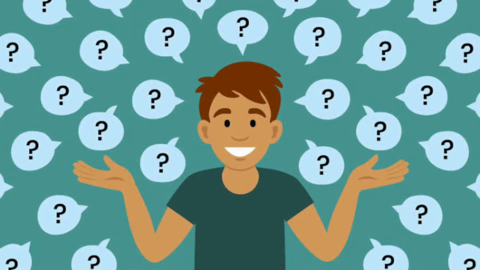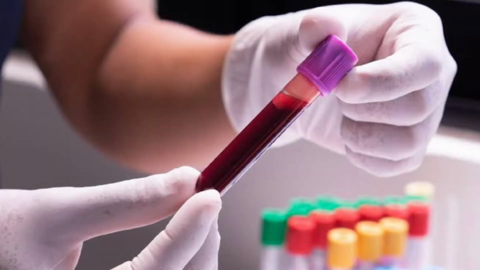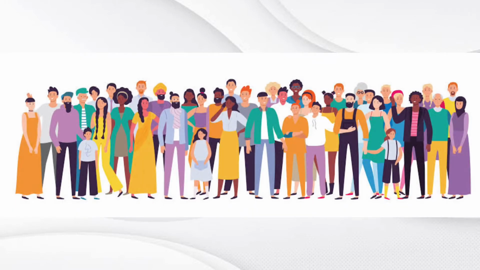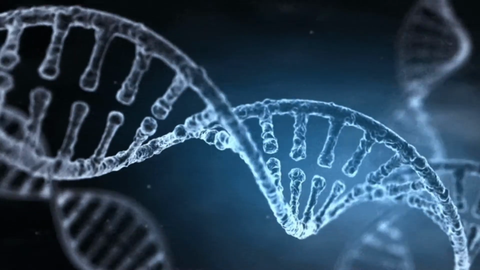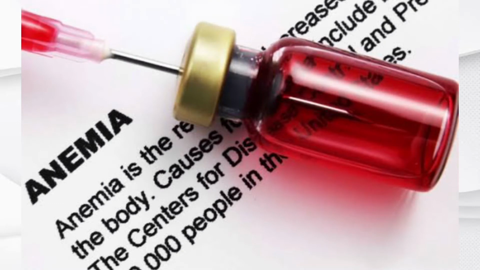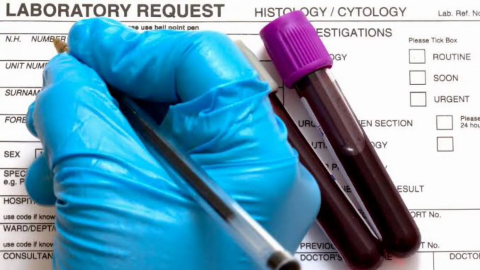So how is G6PD deficiency diagnosed? Your healthcare provider can diagnose G6PD deficiency with a simple blood test. You may need this test if your family comes from an area where this condition is common, you have a family history of G6PD deficiency, or you have an unknown form of anemia. Your provider may repeat tests to make an accurate diagnosis.